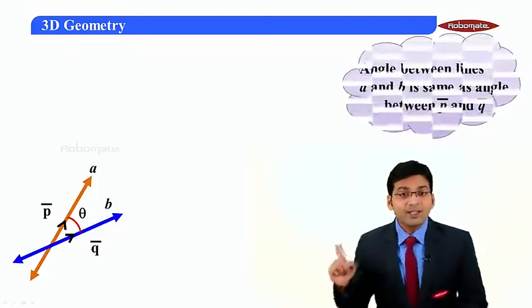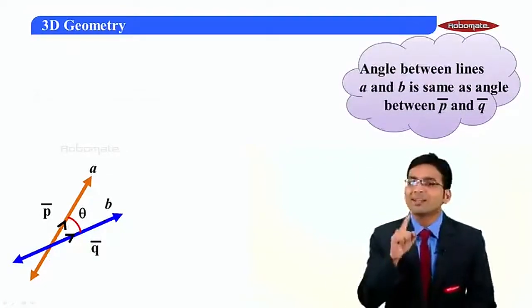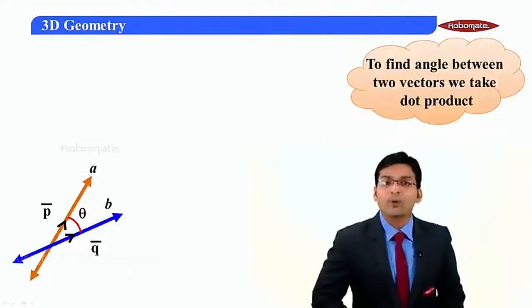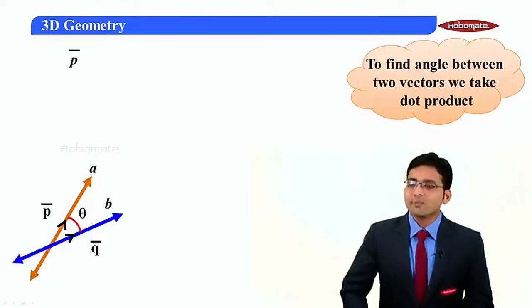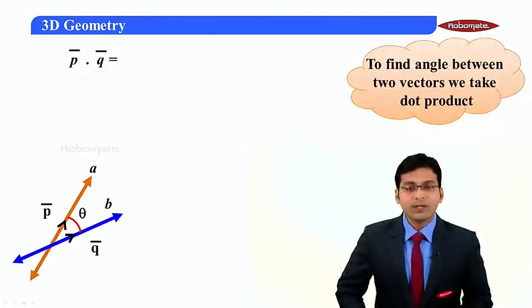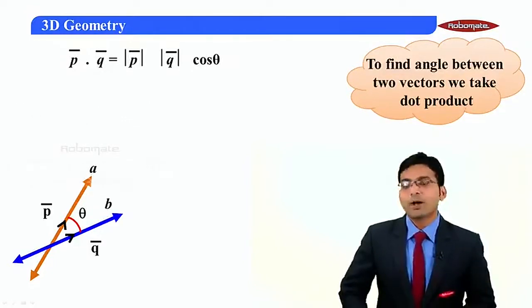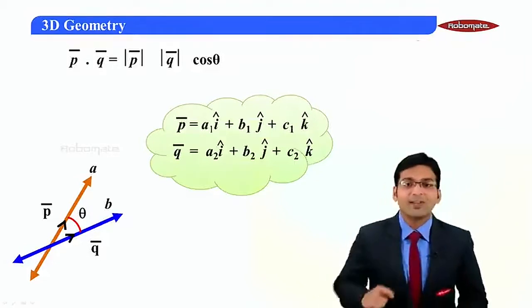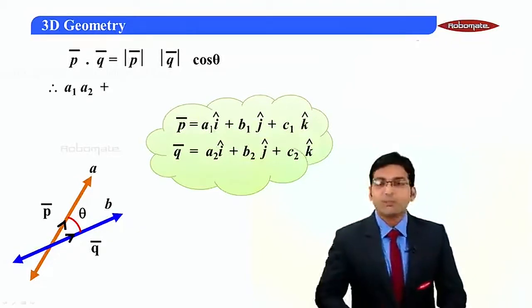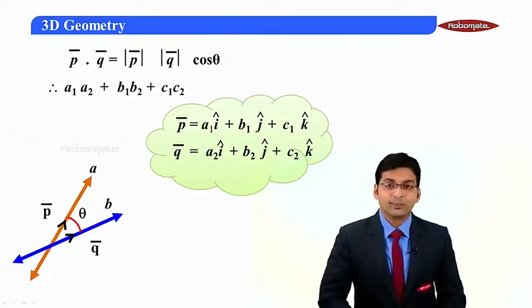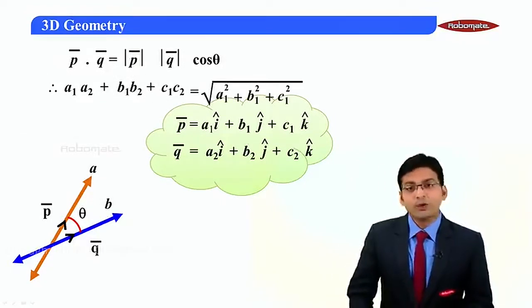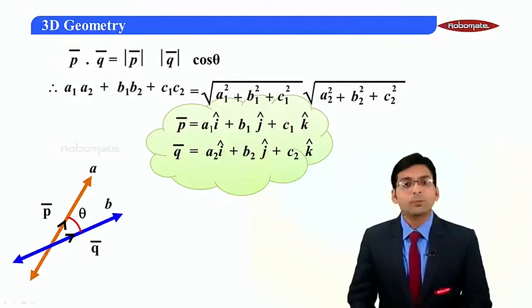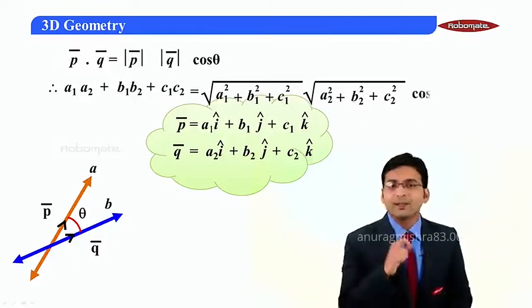Now, the angle between the lines will be the same as the angle between the vectors P bar and Q bar. And to find the angle between the vectors, we take the dot product of vectors, right? So let us consider P bar dot Q bar. Now this will become magnitude of P bar, magnitude of Q bar into cos theta. Now P bar dot Q bar can be obtained using P bar and Q bar values. It will become A1 A2 plus B1 B2 plus C1 C2. And magnitude of P bar will be square root of A1 square plus B1 square plus C1 square into square root of A2 square plus B2 square plus C2 square, that is magnitude of Q bar, into cos theta.